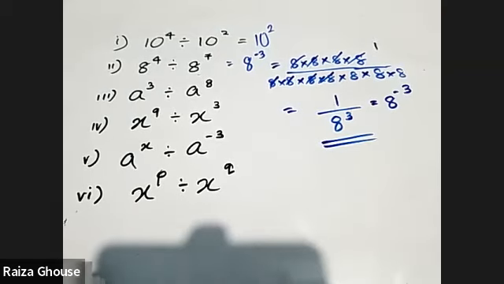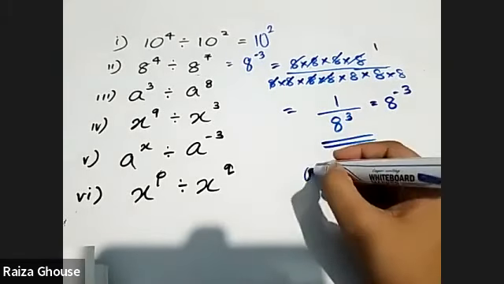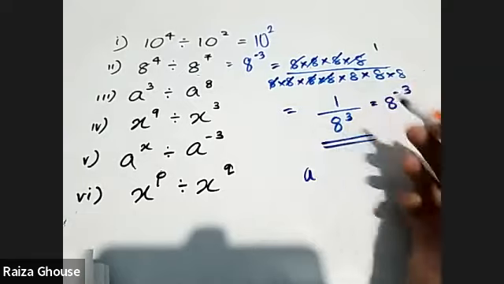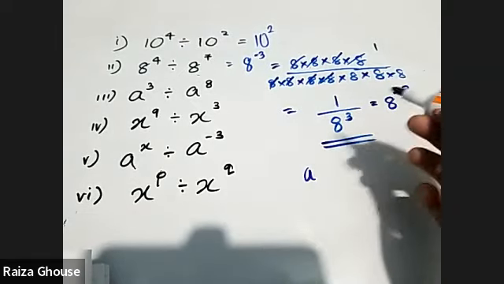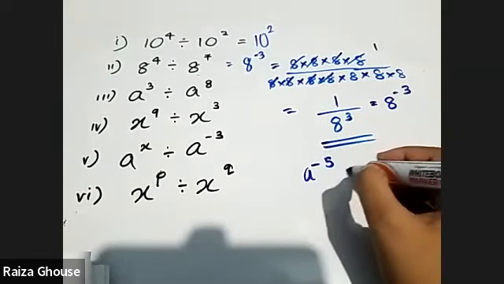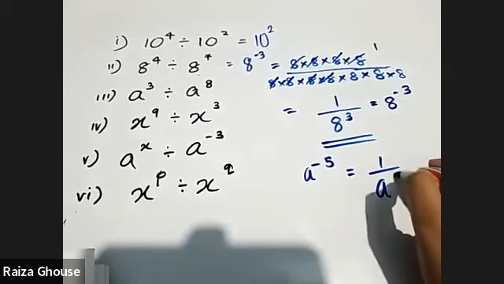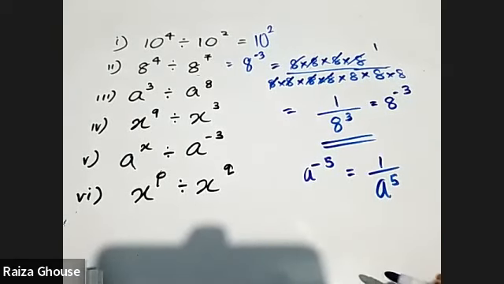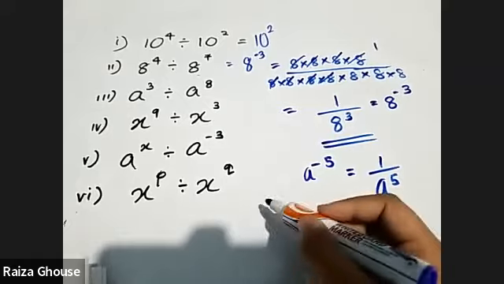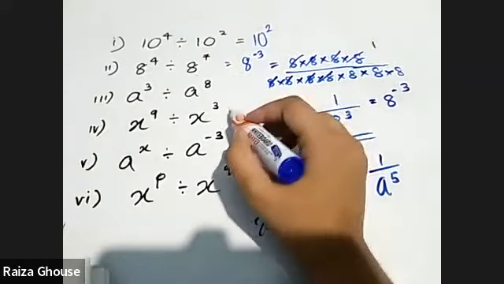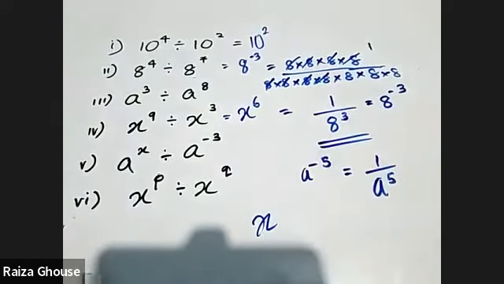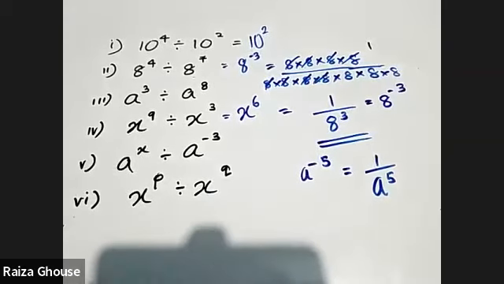Okay, next one. A to the power 3 divided by a to the power 8 means 3 minus 8, or 8 minus 3 is 5. 3 minus 8 is minus 5. I can write this as 1 over a to the power 5. Roman number 4, 9 minus 3, x to the power 6 is the final answer here. Twiska, can you tell me the answer for Roman number 5?